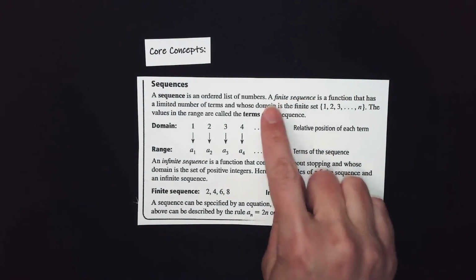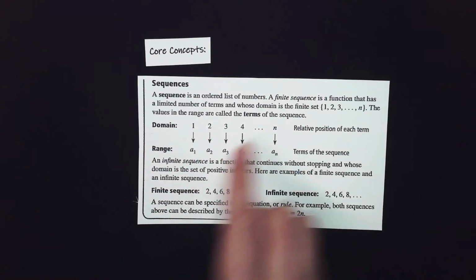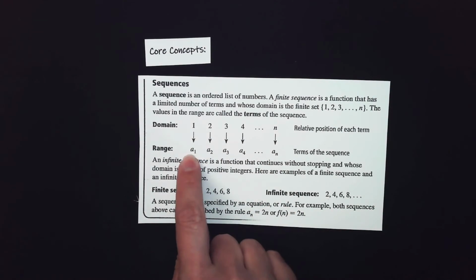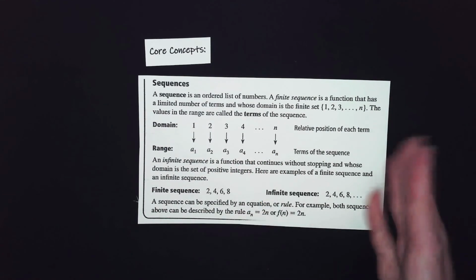Okay, we're going to be talking about finite sequences, which means they have an end. They don't go on forever. And its domain is the set 1, 2, 3, 4, up to the number it stops at. The domain is just numbers counting starting at 1. The range are the y values, and they are the terms in the sequence.